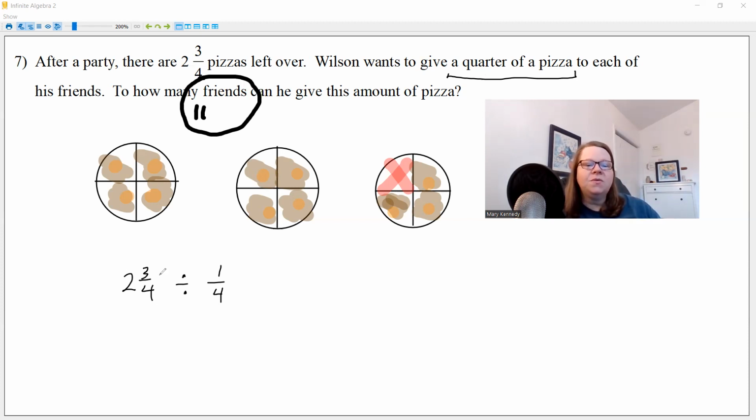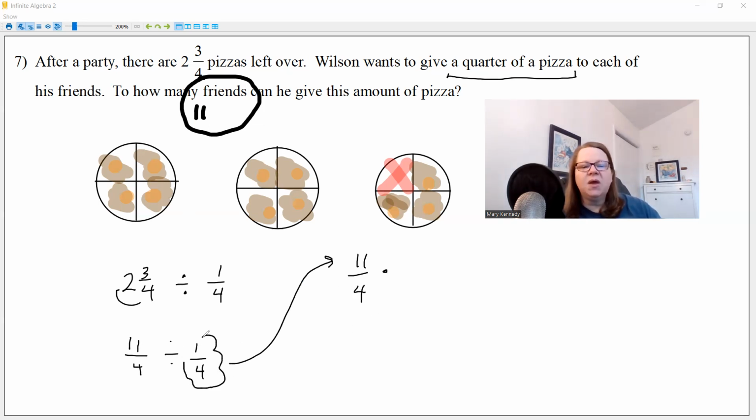Okay. So 2 3/4. The first thing I would do here is convert this to an improper fraction so that I can deal with this. So remember, you multiply 4 times 2 because there's 4 slices in each of these 2, is 8, plus the 3 extras for the 3/4. So 8 plus 3 is 11. So we've got 11/4 divided by 1/4. And if you remember, that means that you keep the first fraction the same, you change it to multiplication, and then you're going to multiply by the reciprocal here. You're going to multiply by 4/1.